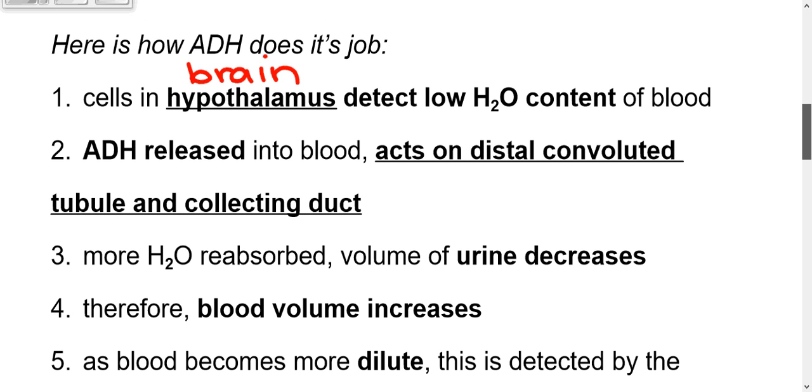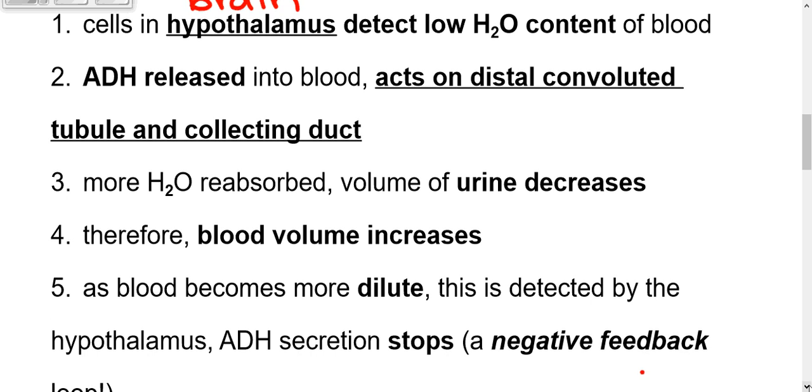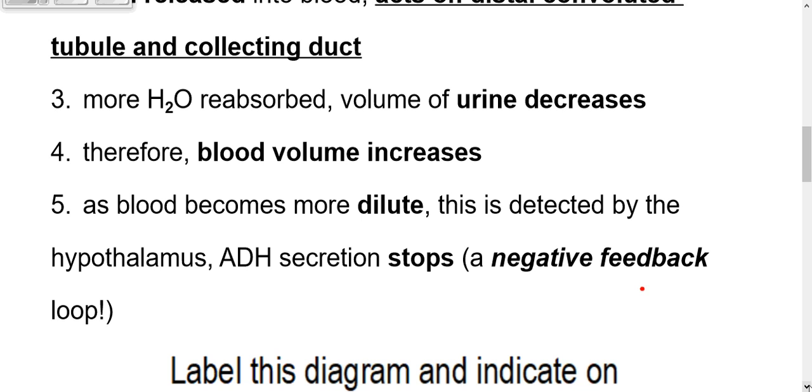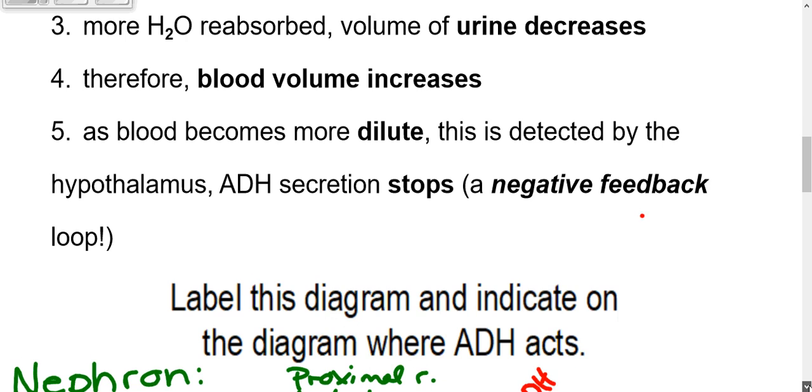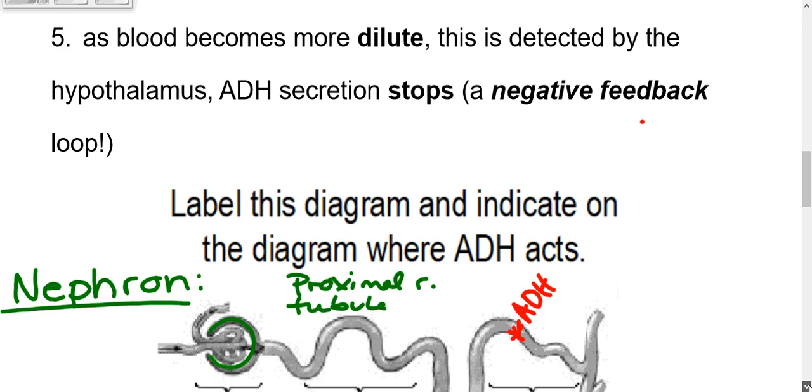So here's how ADH does its job. Cells in your brain, or your hypothalamus area of your brain, detect low water content of blood. So antidiuretic hormone, or ADH, is released into the blood, and it acts on the distal convoluted tubule and collecting duct. More water is reabsorbed, so the volume of your urine decreases, but your blood volume increases. As the blood becomes more dilute, it's detected by the hypothalamus. It tells the pituitary gland to stop making ADH, so the ADH secretion stops. So this is a negative feedback loop, and your blood volume kind of remains stable.